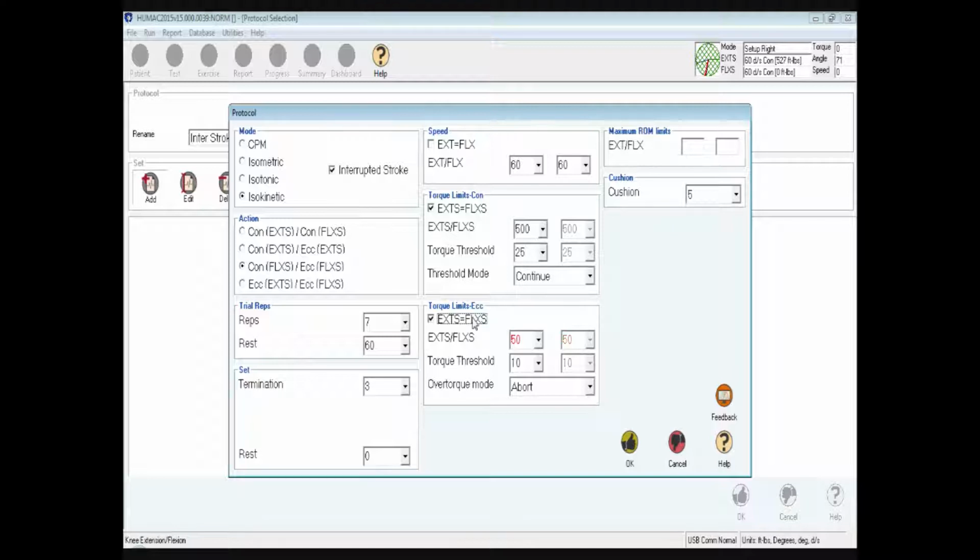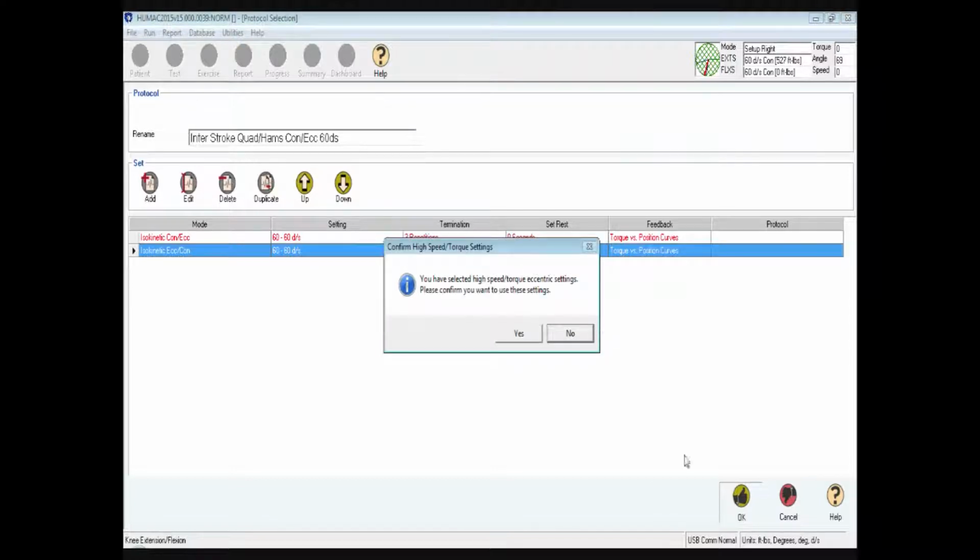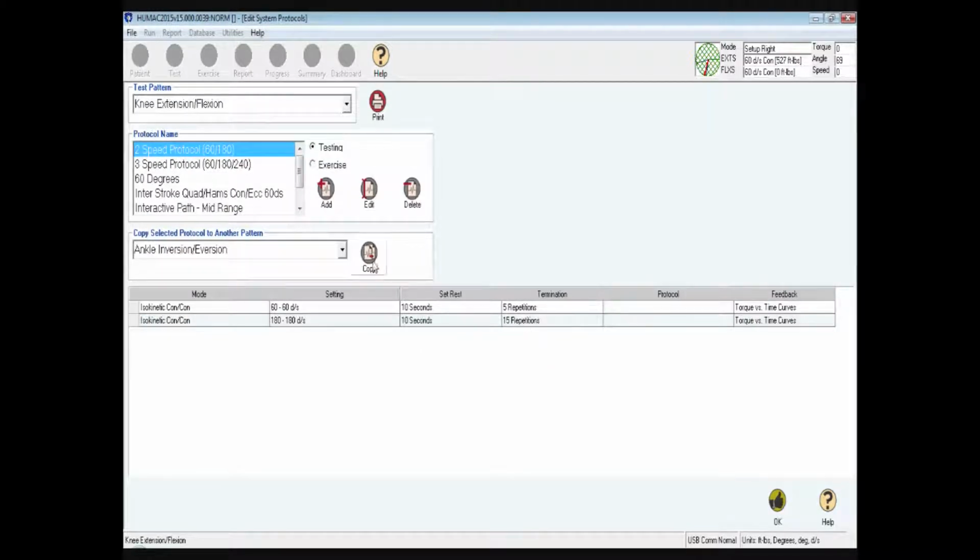In eccentric torque, set the limit to a maximum, but you can set the torque threshold here to 10 foot-pounds. The weight of the leg doesn't assist the hamstring in the eccentric mode. Remember to change over torque to isometric. Once you're finished, click OK to exit. You can see the saved protocol in the list on the left.